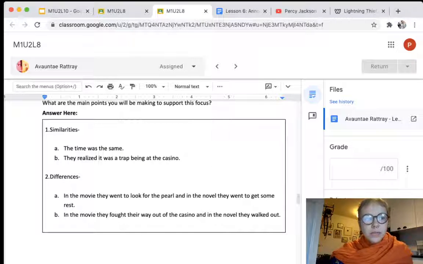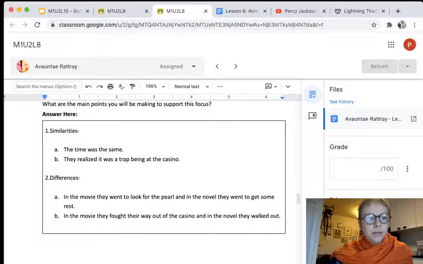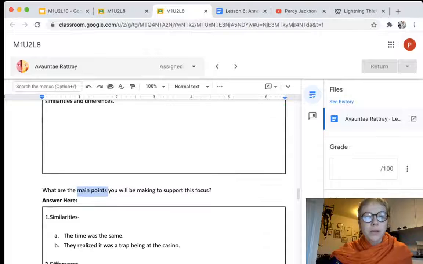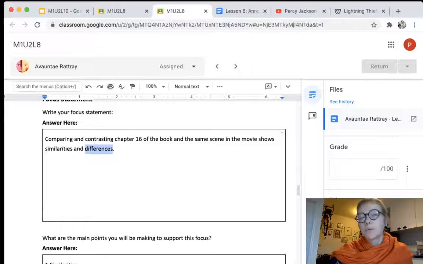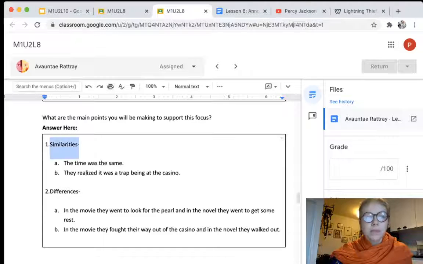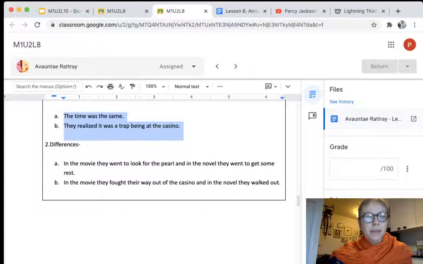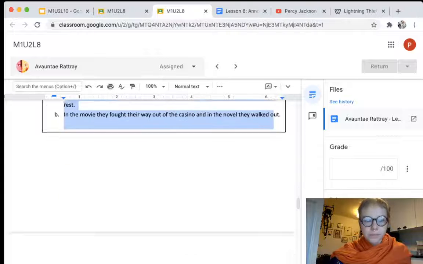So if we're looking here, the student did a great job at pulling out the 2 main points. Remember, in your focus statements, you have to put point 1 and point 2. So we know point 1 is going to be our similarities. That's going to be our first body paragraph. And then this student went ahead and stated those 2 similarities that he wants to show. And then the differences, we have, again, those stated as well.